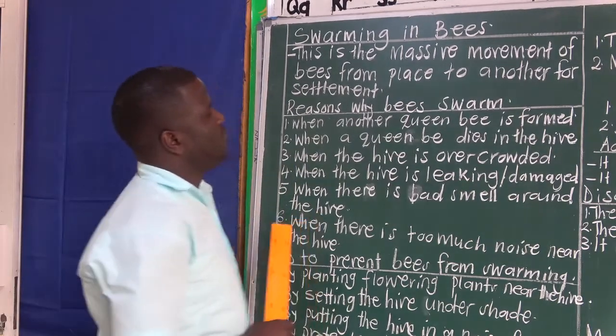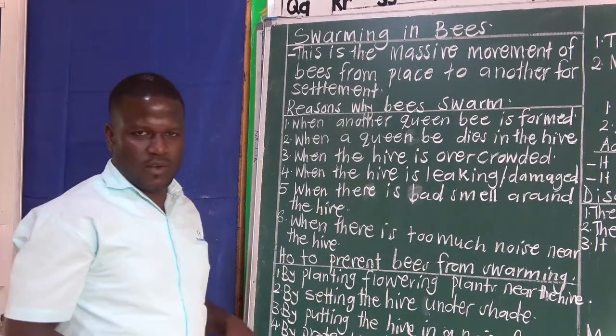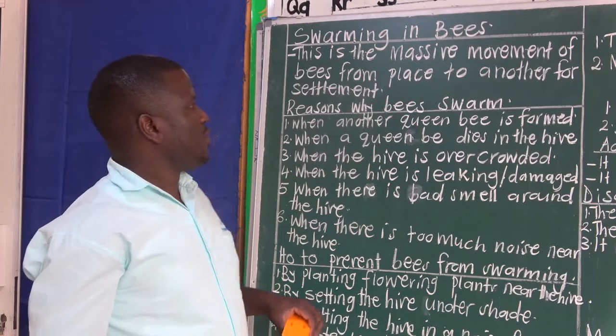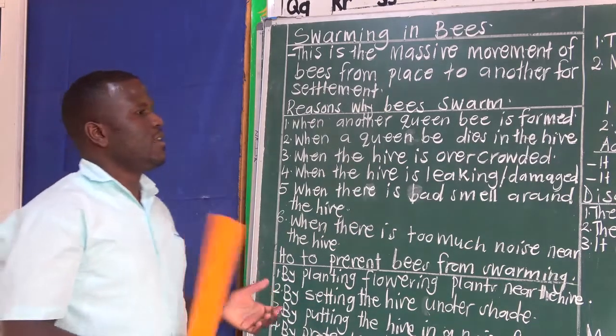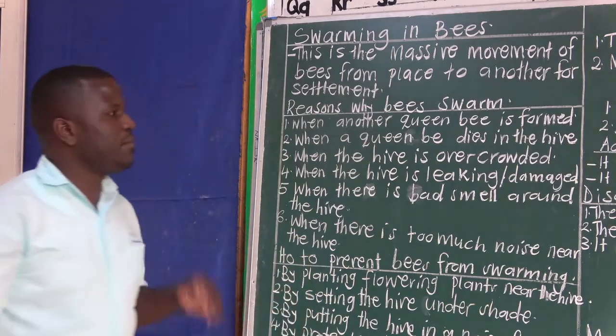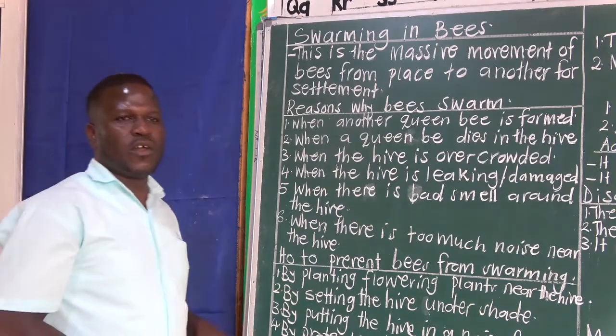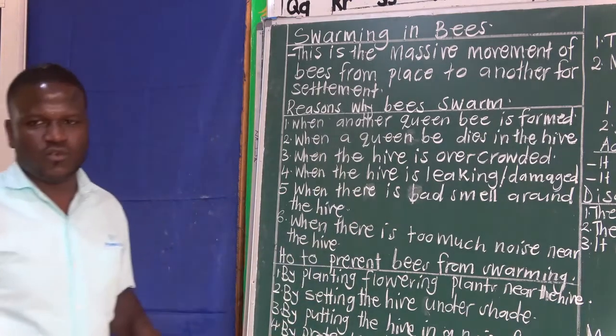Swarming is the massive movement of bees from one place to another for settlement or looking for a new hive. Reasons why bees swarm. Why do bees look for a new hive? Why do bees look for another place to settle?